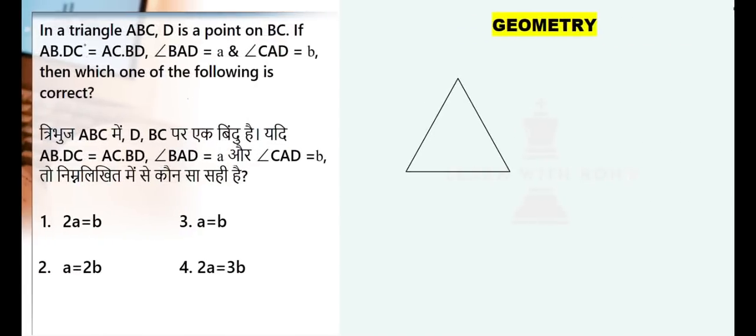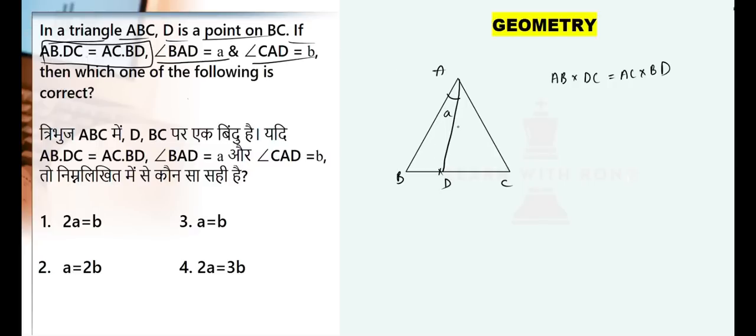Next question. See this one, in a triangle ABC. So let this be triangle ABC. D is a point on BC. So somewhere on BC there is a point D. Okay, if AB multiplied with DC equals AC multiplied with BD. So they gave us a relation, AB multiplied with DC equals AC multiplied with BD. Okay, angle BAD is A. So if I join AD here, this angle BAD they have given us is A, and angle CAD is B, this angle CAD they have given us as B. They asked us to find which of the following relations is correct from the options.